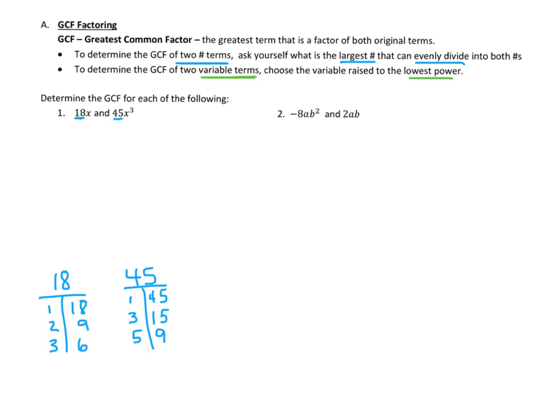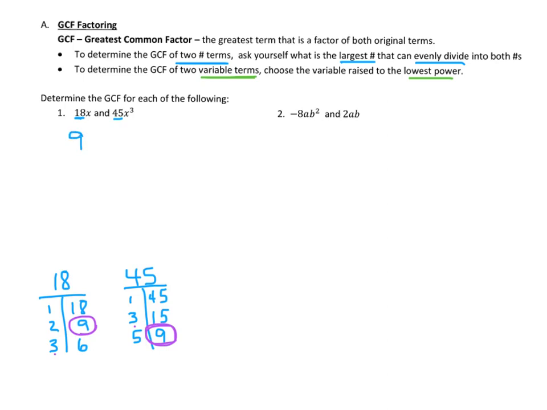Okay, and so if I look at these lists, I'm looking for the largest number that's in common in both lists. And so I would definitely say that 9 is the largest number that's in common. Now, you might have also noticed that 3 is in common with both, but 3 is not the greatest, the largest number. And so 9 is our numeric GCF.